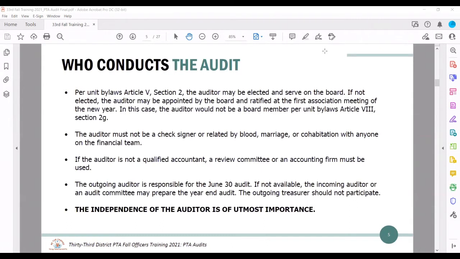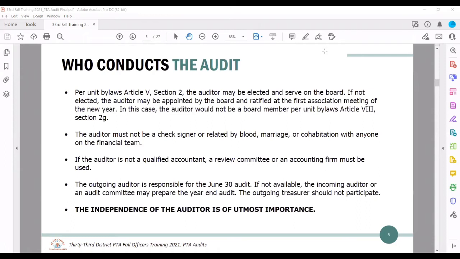Check with your unit bylaws to make sure of who can conduct the audit. The auditor may be elected and serve on the board, or if they're not elected, they're appointed and approved by the association in the fall, and then they would not be a member of the board. So check those bylaws. The auditor must not be a check signer or related by blood, marriage, or cohabitation with anyone on the financial team.